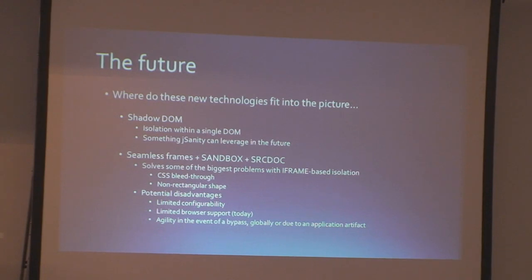There are some potential disadvantages relative to JSanity in that the configurability of the seamless frame approach is limited. For example, if you wanted to do the mail scenario where you have a callback before you click the link that says, "Hey, you're navigating somewhere else. Are you sure you really want to do that?" Either that is going to be possible within seamless frames, or it's not. It's kind of binary. So the configurability of a JavaScript-based sanitizer is maybe desirable in some cases. Also, seamless frames are not broadly available today, with limited support. In the future, obviously, that's going to change.